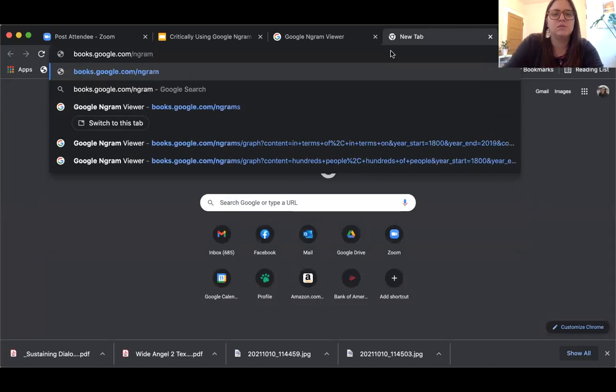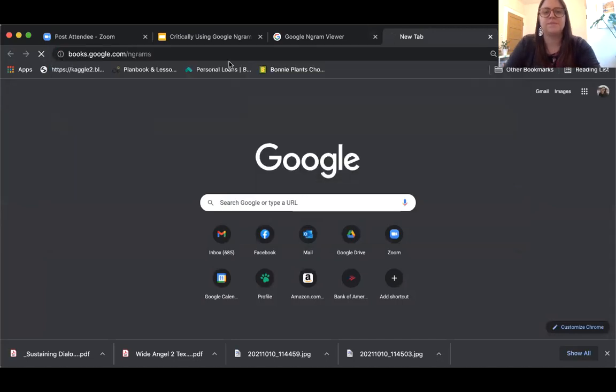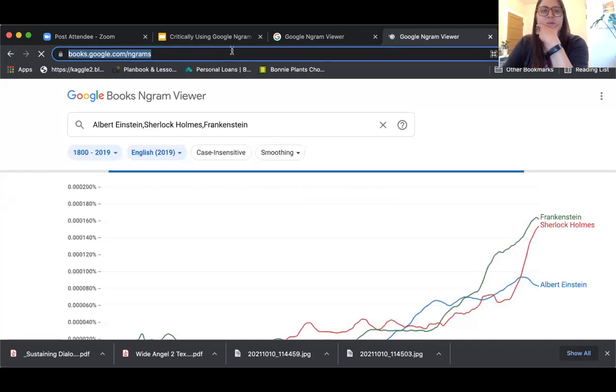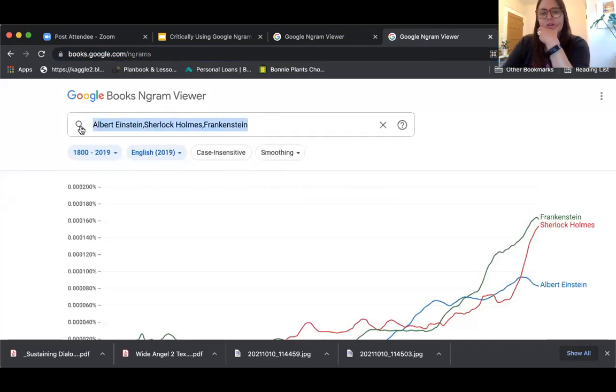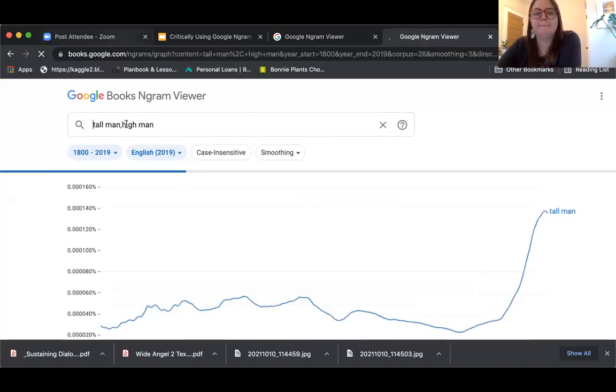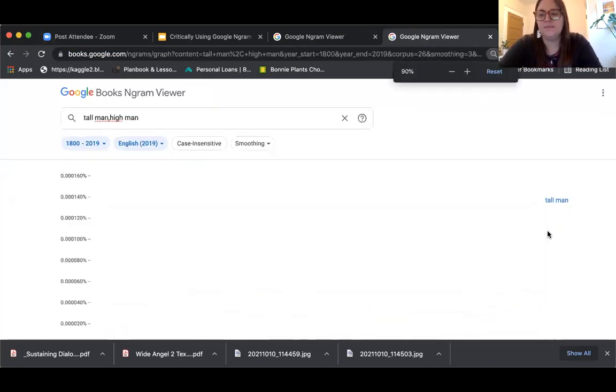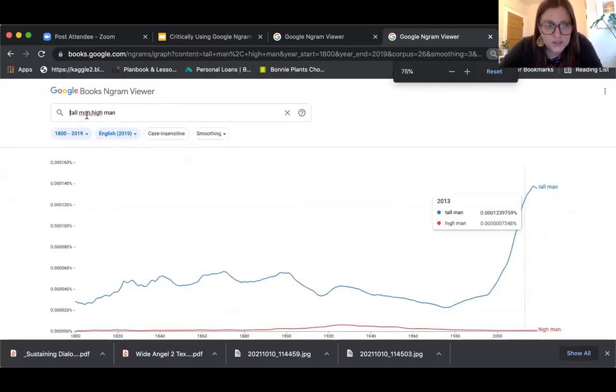books.google.com/Ngrams, the Ngram Viewer. You delete this and you put the two words. You can actually do 3, 4, 5 or phrases you want. So like tall man, high man, and you press enter. And you'll see here, as I suspected, and you separate them with a comma.